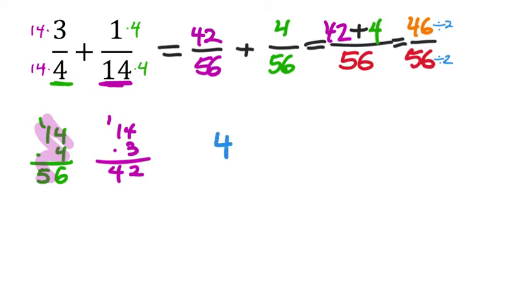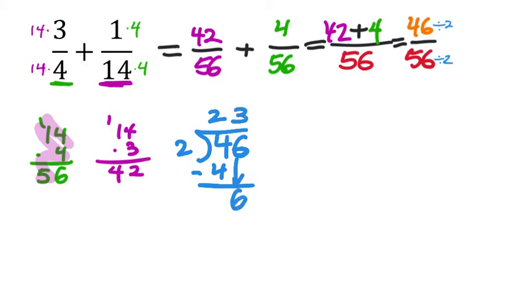So what have we got? 46 divided by 2, that's my numerator. 2 goes into 4 2 times, so 2 times 2 is 4, subtract, I'll zero those out, drop the 6. 2 goes into 6 3 times. So my new fraction, at least simplified this many times, becomes 23, that's my numerator.